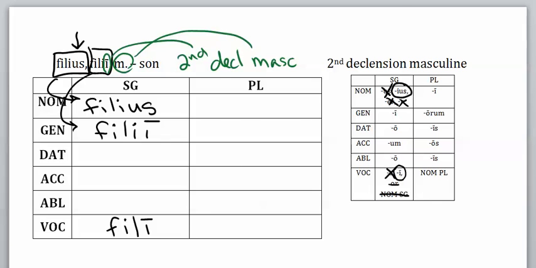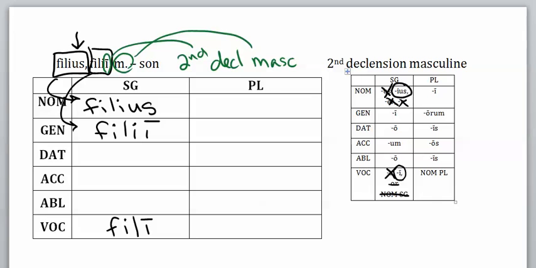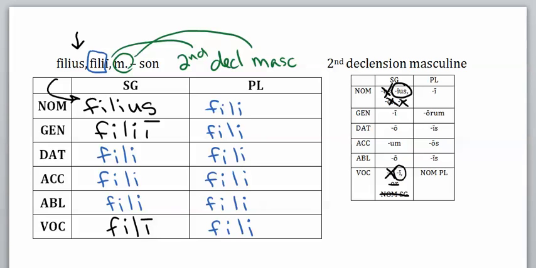So, what is step number 3? My third step is to look at my genitive singular, to find my real stem, and to copy it into any empty box. Here we are again. I'm going to erase a little so we can actually see the genitive singular. There it is. I'm going to come in with blue. Everything in front of the ending, which is long I, is the stem, F, I, L, short I. Watch this. How do you like that? There's my stem in every empty box.